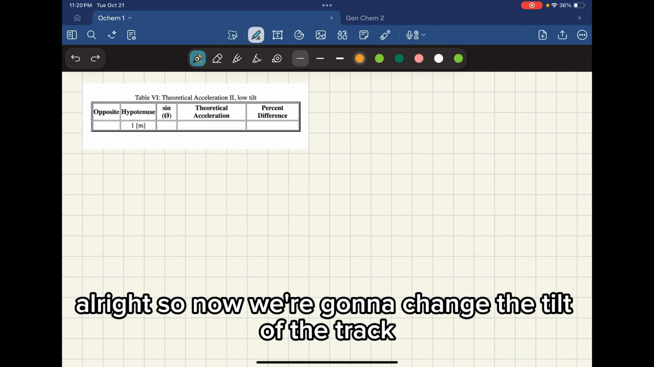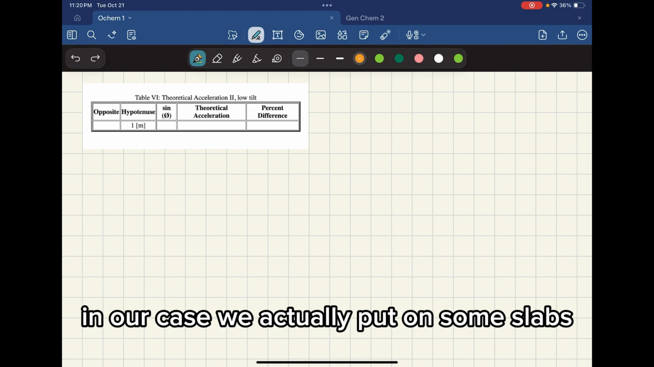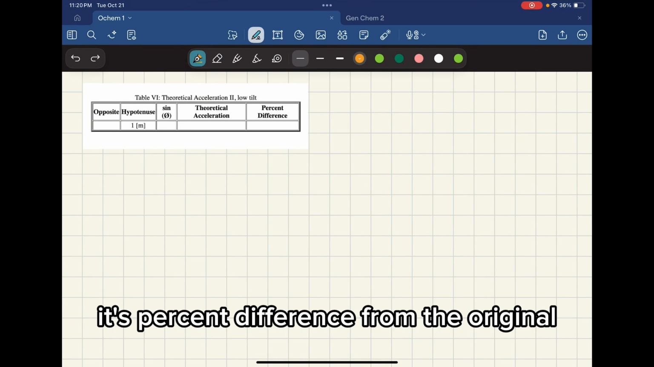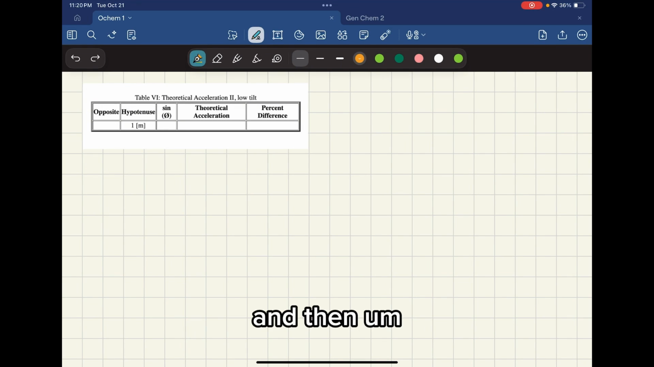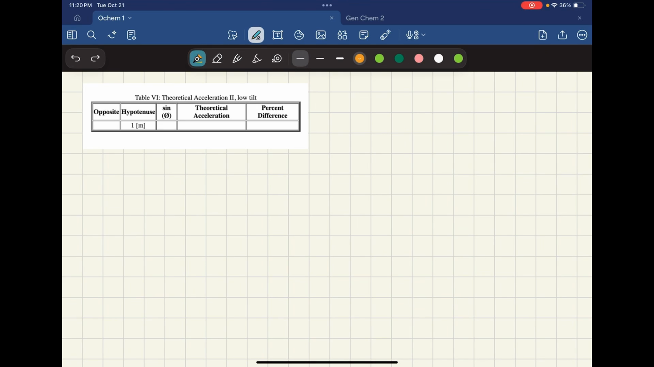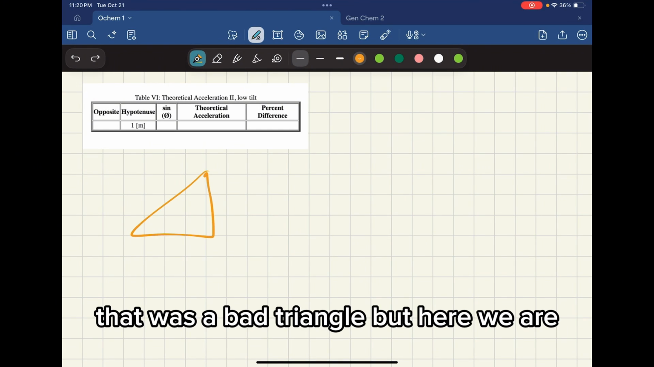Alright, so now we're going to change the tilt of the track. We were told to either take off or put on some slabs. In our case, we actually put on some slabs. And then now we're going to calculate our new theoretical acceleration, its percent difference from the original, and then find the one that has the lowest percent error. So we pretty much, again, have to use the Pythagorean principle. That was a bad triangle, but here we are.